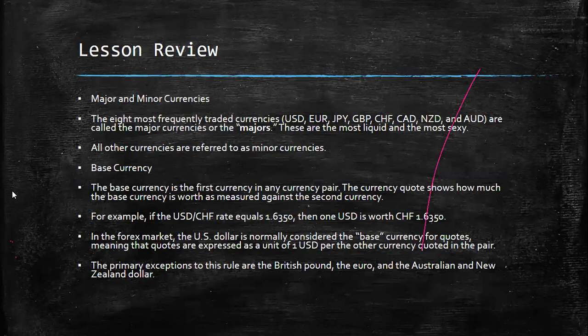In the Forex market, the US dollar is normally considered the base currency for quotes, meaning that quotes are expressed in the unit of $1 US per the other currency quote. The primary exceptions to this rule again are the British pound, the euro, the Australian dollar, and the New Zealand dollar. They also have minors or exotic pairs as well.